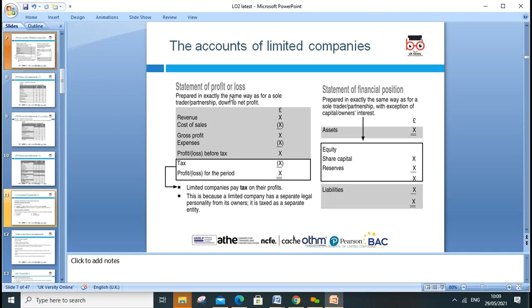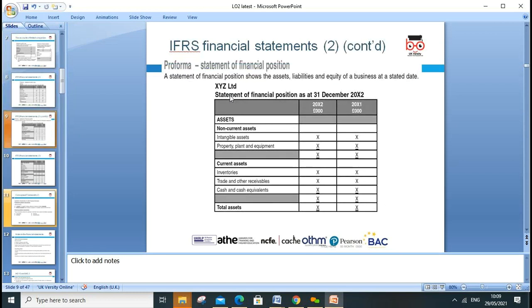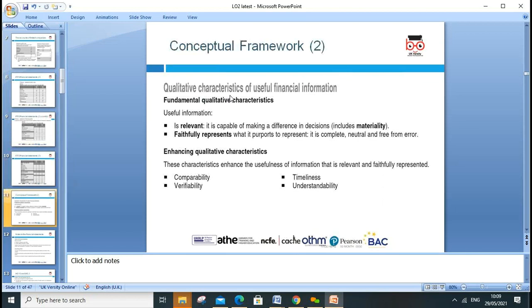The statement of financial position, of course, shows assets, liabilities, and equity, the whole accounting equation. This is the pro forma we can use, and this is the pro forma for the financial position we can use. So this is all about that.